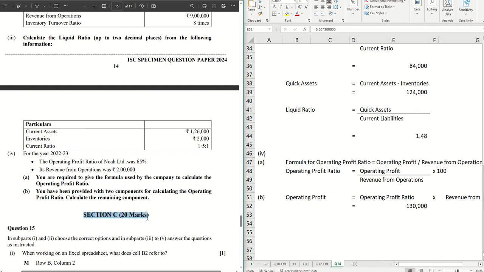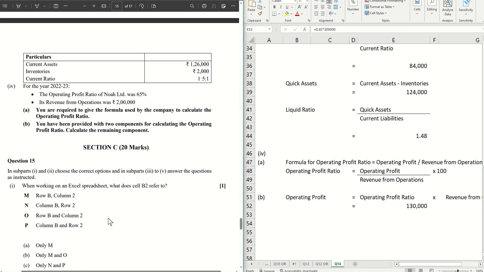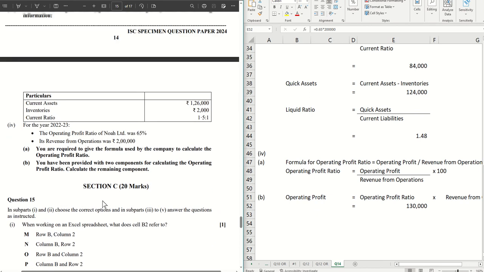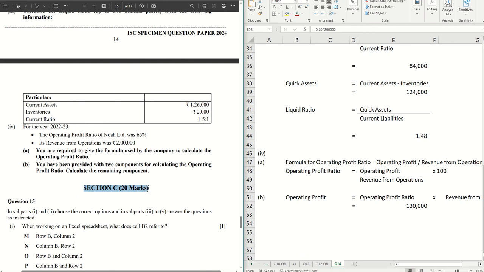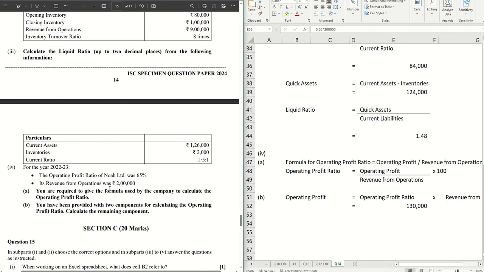Section C, we are not about to solve because that's computer and accounts. That's straightforward. If your school is following that, you should be able to do it. So this completes our specimen paper for accountancy ISC 2024.